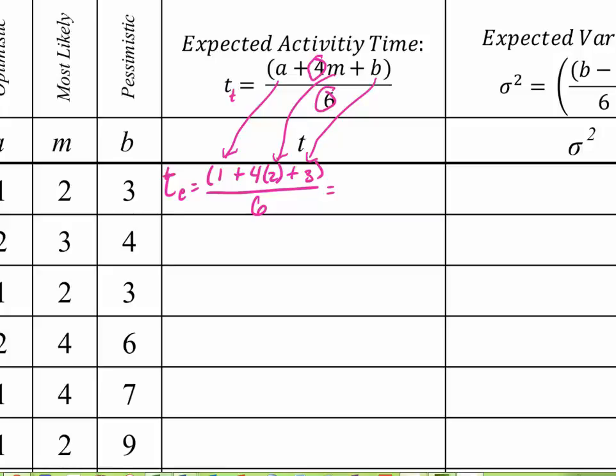And the reason the 6 is there is that we're only considering 6 standard deviations from the mean. The reason for the 4 is that we need the middle time to have about 4 times the weight of the optimistic and the pessimistic times. So A has a weight of 1, B has a weight of 1, and M has a weight of 4. When we calculate this in our calculator, we should get 2 as the answer. So our expected time for activity A is 2.